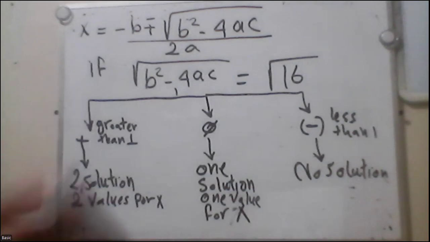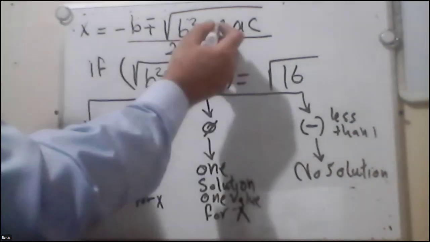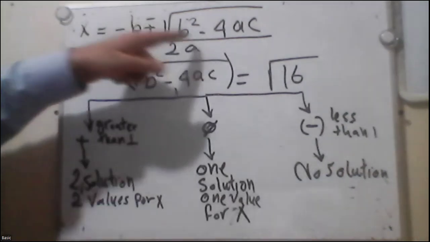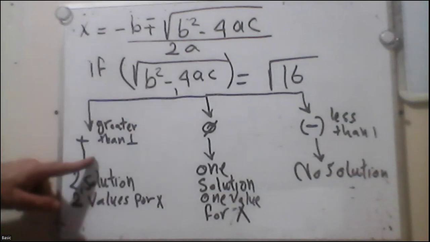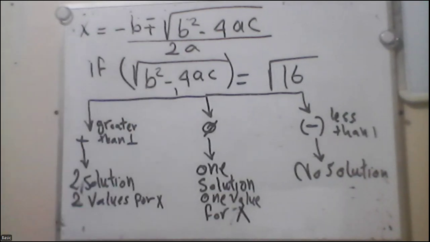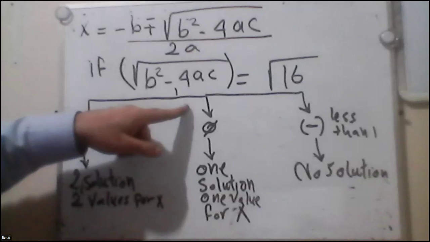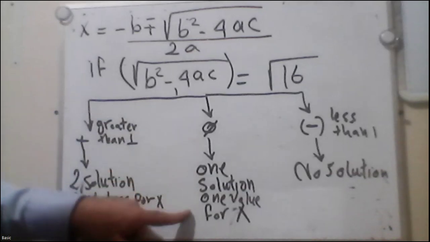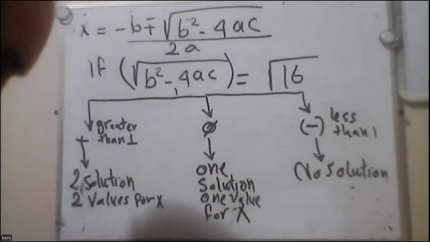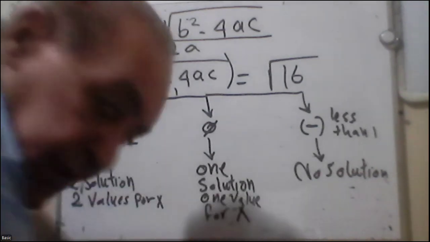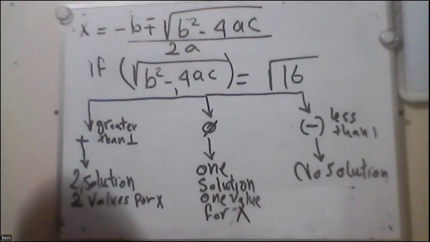It all depends on this amount, b squared minus 4ac. If it is positive, we have two values for x. If it equals 0, we have only one solution for x. If it is negative, we don't have any solution for x. That was for that point, and I'm moving forward right away into the next part.